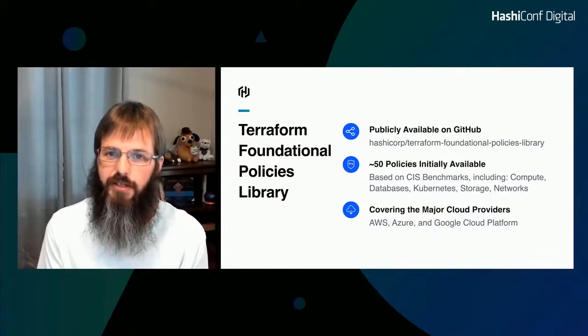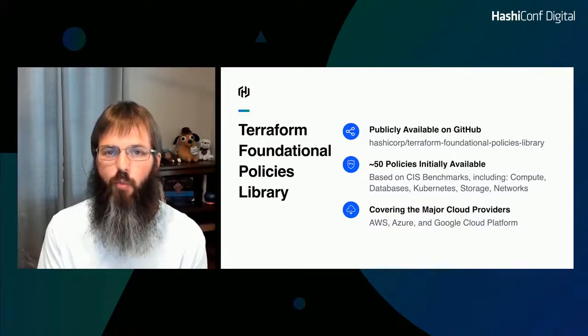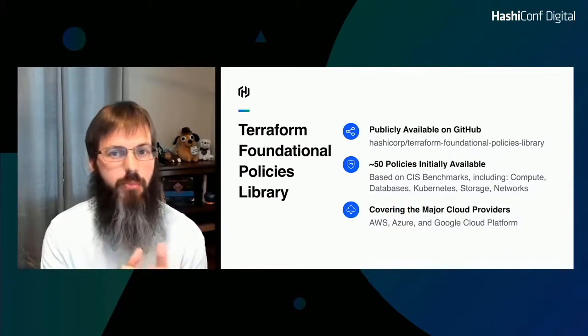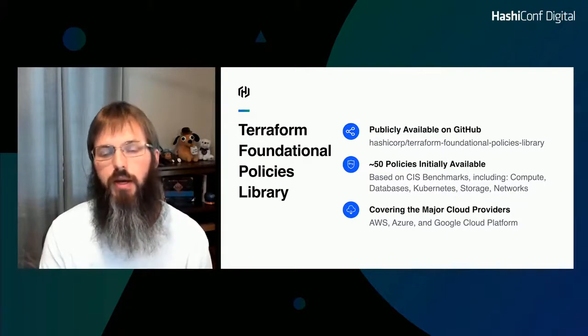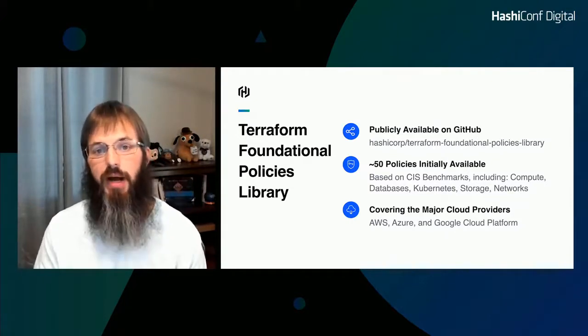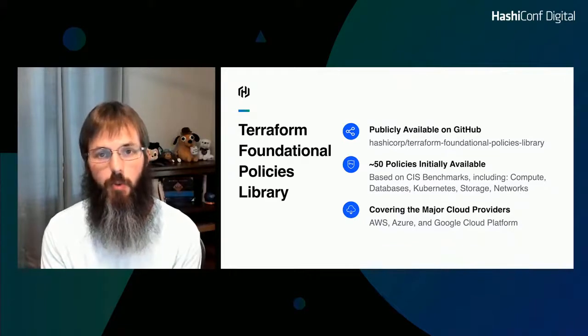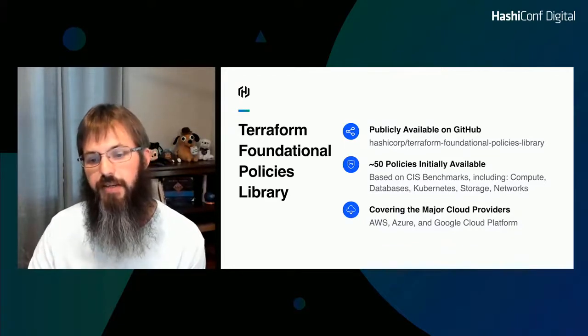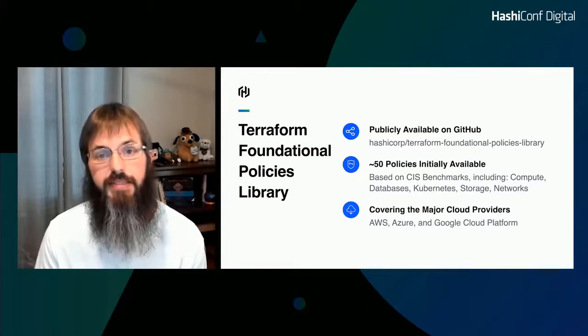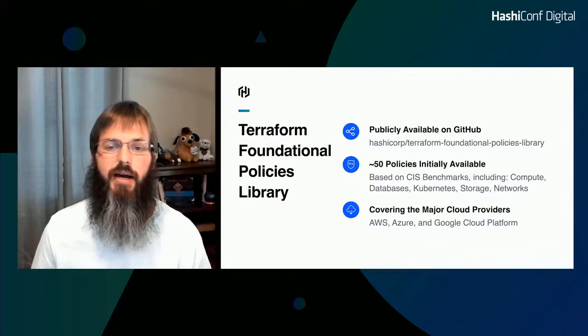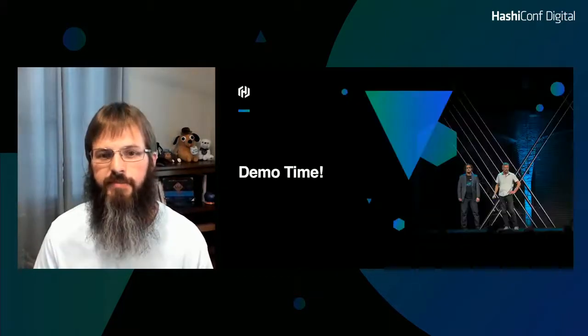So I say Center for Internet Security. When you look at those benchmarks, they're already predefined by the CIS group. So what we've done is create these policies and publish them out on GitHub. And when we did that, it's covering all of the major cloud providers. So that means as of today, it's AWS, Azure, and GCP.